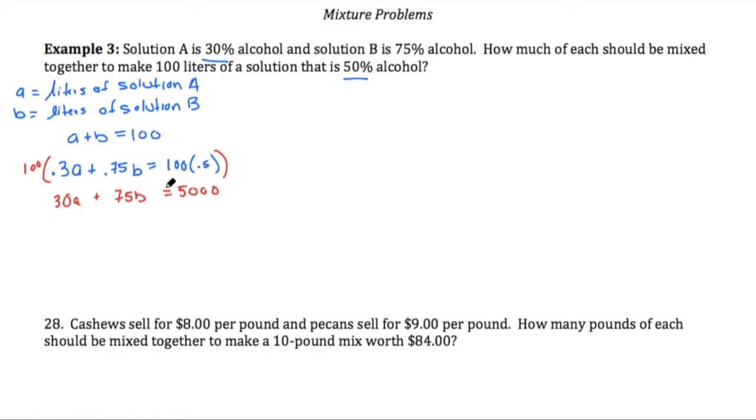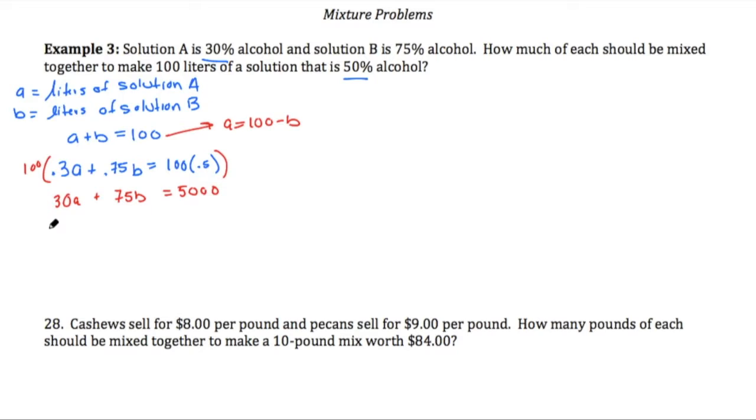Great, so that's an equation. We also have the other equation here. Let's go ahead and solve this by substitution this time. So I'm going to take this equation and subtract B from both sides. So A is equal to 100 minus B.